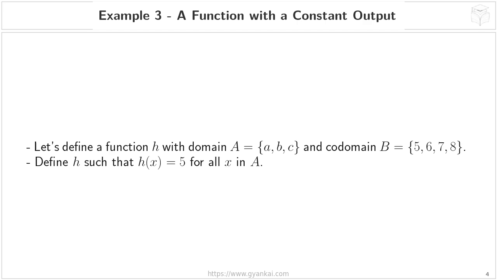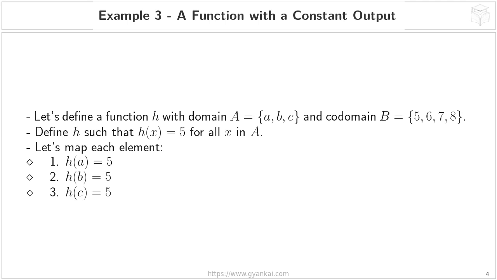Now let's define the codomain B. This is the set of all possible outputs, and we'll set it to be the numbers 5, 6, 7, and 8. Here's the interesting part. We're going to define the function h such that for every element in the domain A, the output is always 5. In mathematical terms, we write this as h of x equals 5, for all x belonging to A. This means no matter what input we give from our domain, the function will always return 5. Let's map each element to confirm.